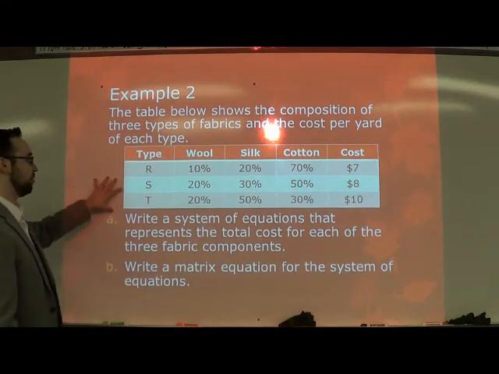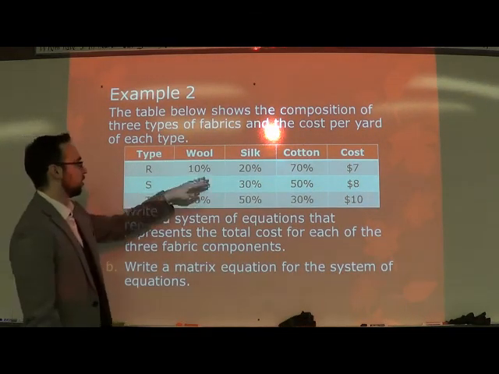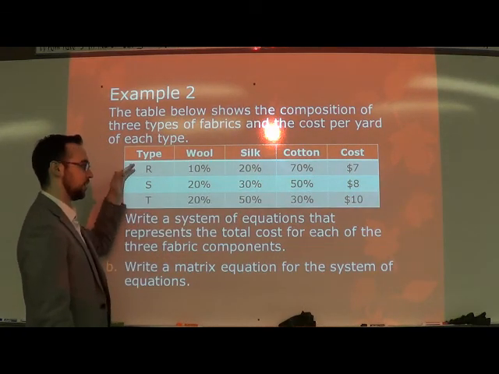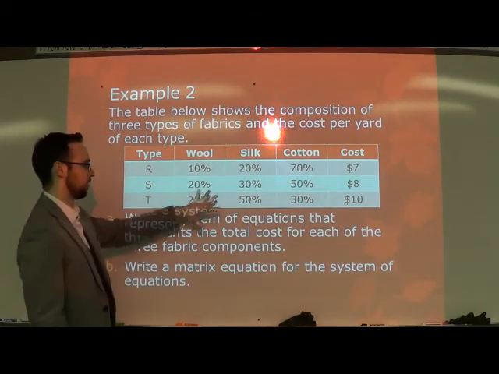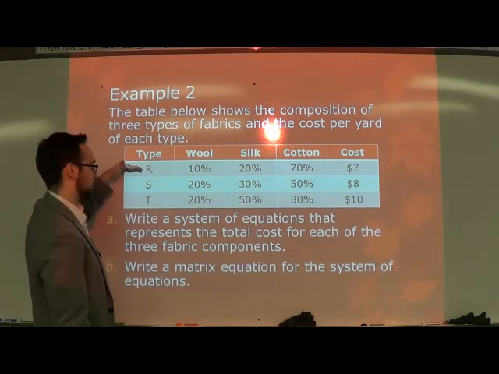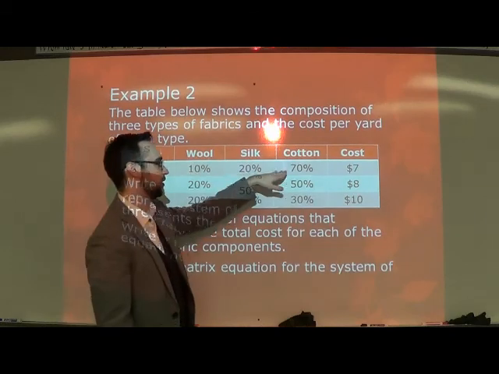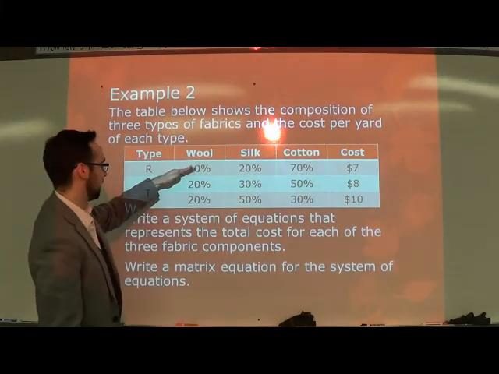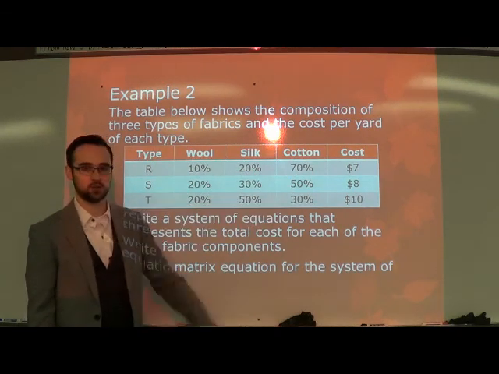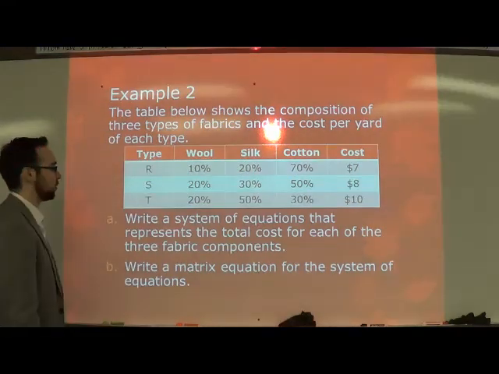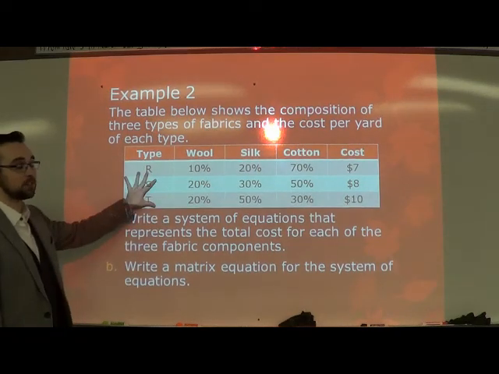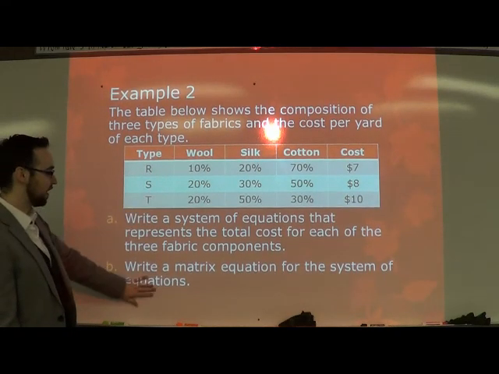So here they give us this table. We have wool, silk, and cotton. They've just labeled these different types of fabrics. They have a combination for fabric R. We don't know what that is, just fabric R has 10% wool, 20% silk, and 70% cotton. And then as you increase the silk and the wool and decrease the cotton, the price goes up. What they want us to do is to create a system of equations first, and then a matrix equation.